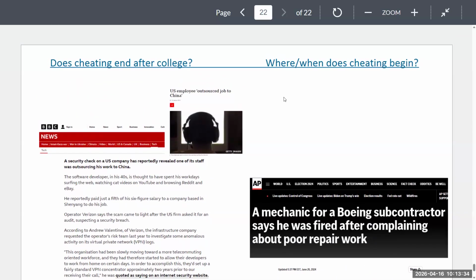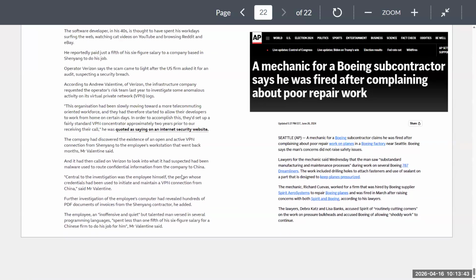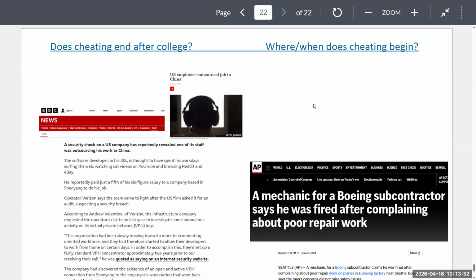So does cheating end after college? When does cheating begin? So here's a couple articles. I'm not going to read them to you or summarize them. I would like for you to read through them at your leisure. But it's like once a cheater, maybe always a cheater. Think about it. You have to face yourself in the mirror every day. So when you look into the mirror, you say, and you cheated on something, I'm a cheater. So don't cheat. When in doubt, talk to your professor about everything.